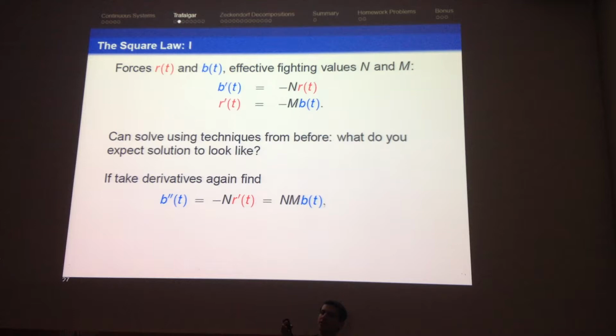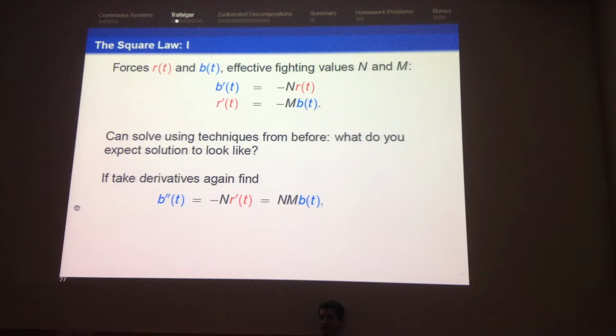E to the negative x. Because if I take one derivative, I get negative e to the negative x. If I take two derivatives, I get e to the negative x. Now, if you look at cosine and sine, what's the derivative of cosine? Negative sine. And then the derivative of negative sine, negative cosine. So sine and cosine actually don't work. The solutions are e to the x and e to the negative x. Or more generally, e to the square root of nm x, e to the negative square root of nm x.